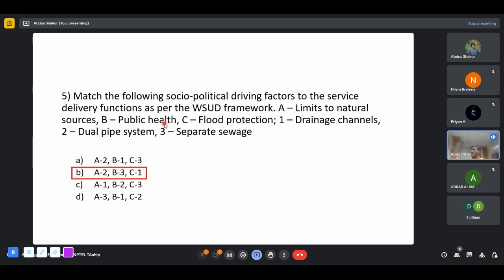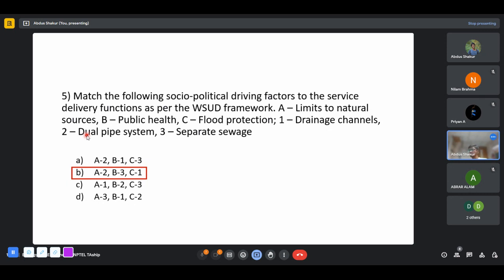For proper public health, we need a separate sewage system, which can really help with public health. Having drainage channels to drain most of the storm water or heavy rainfall water will help protect from floods. And the dual pipe system limits natural resources use. It's not the exact pipe system; it has a different meaning.